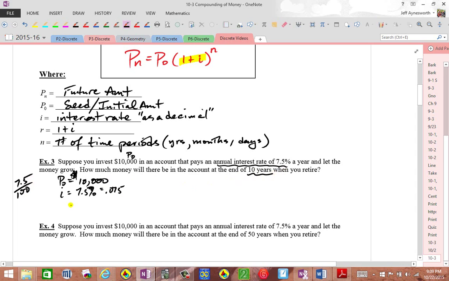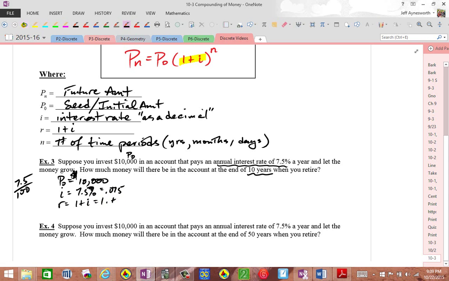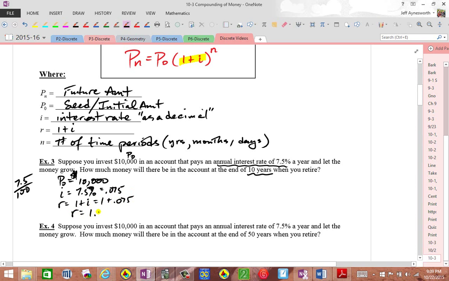Okay, 10 years. So, first of all, R is equal to 1 plus I. So it's 1 plus 0.075. So R is 1.075. N is equal to 10 years in this case. Okay, so now we're ready to start the problem. Let's find the amount after 10 years.